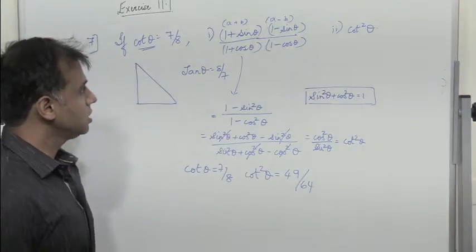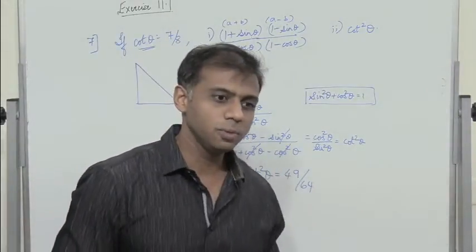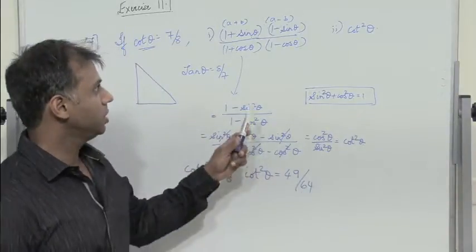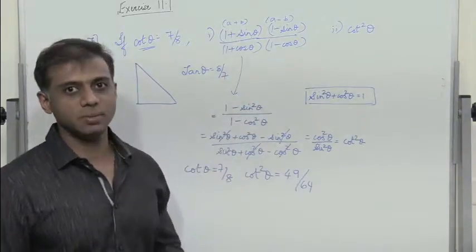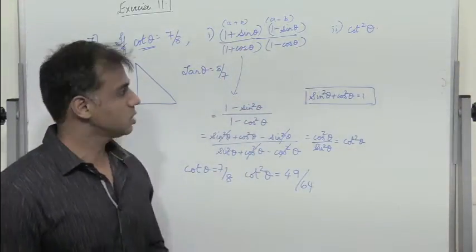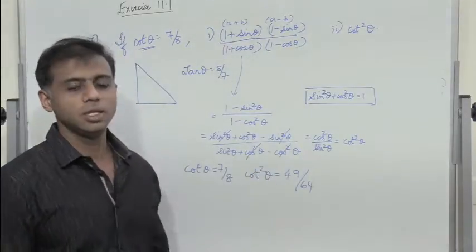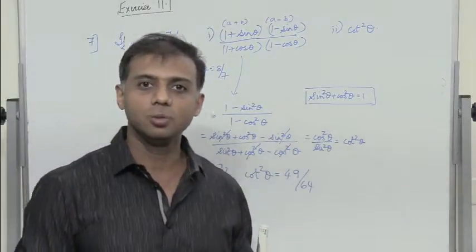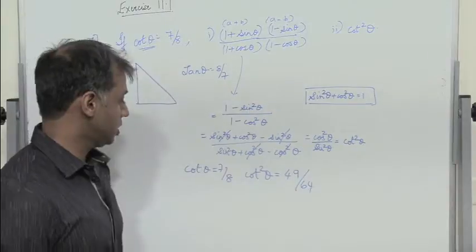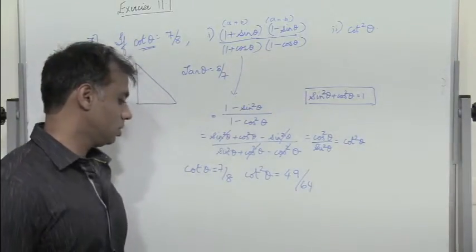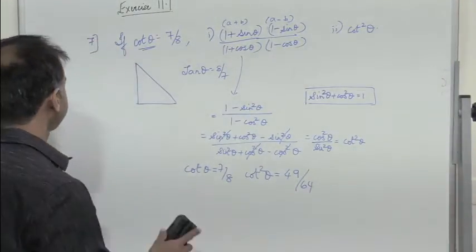So to solve this problem, what is the one formula which you need to remember? You have to remember a plus b into a minus b is a square minus b square, and sine square theta plus cos square theta is equal to 1. This is one important relation which you have to remember.